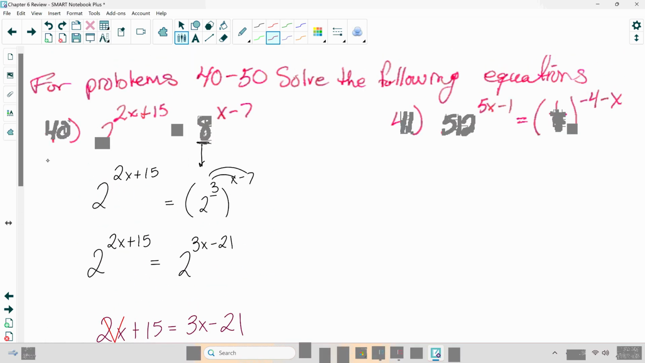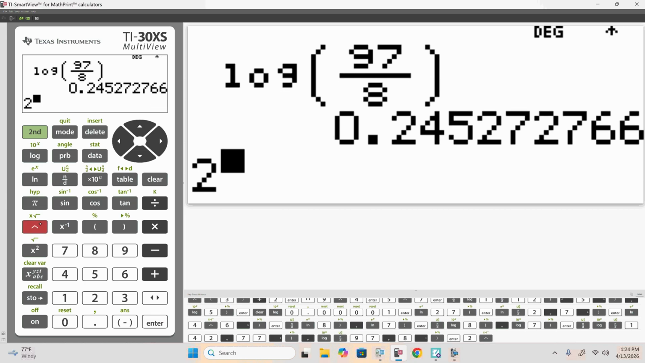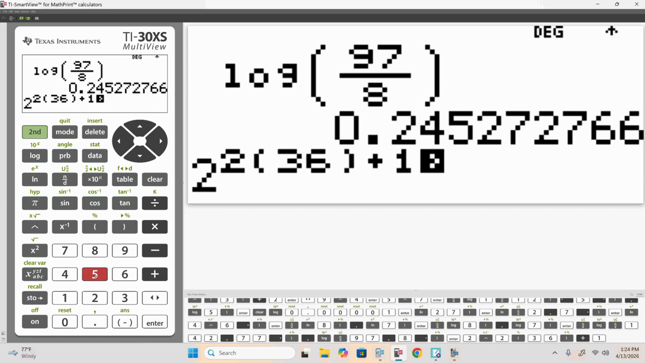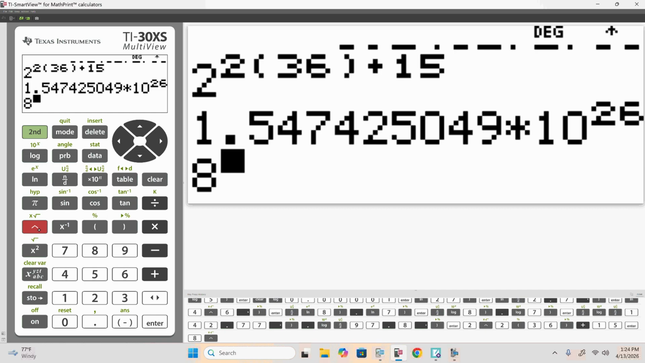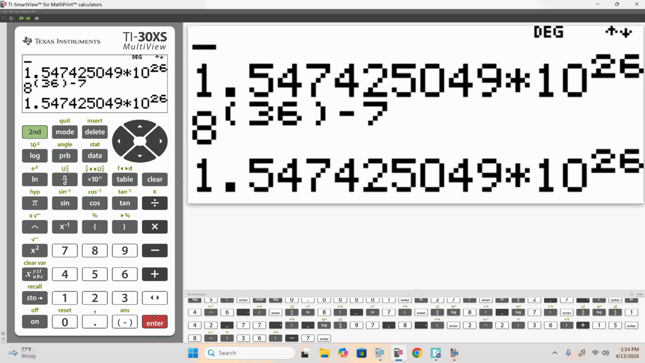You don't necessarily have to on this one, because I can say 2 to the 2 times 36 plus 15. And if we plug it in, we get this massively big number. I'm also going to plug it into the other side, 8 to the 36 minus 7. Incidentally, we see that both sides of the equation give me the exact same massively large number, so 36 has to be the correct answer. Questions on this here?